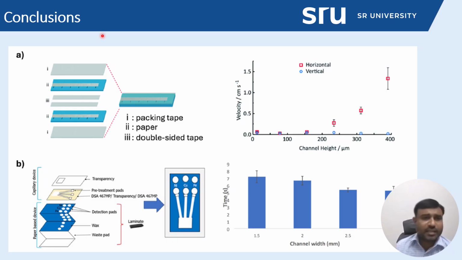For example, here they simply used packing tape, then attached a paper and then double-sided tape. So for fabricating this microPAD technique, we need only packing tape, paper and double-sided tape. So just pre-pattern the paper and assemble this device. Then here, this transparency, then when adding the liquid, it will diffuse into different parts.